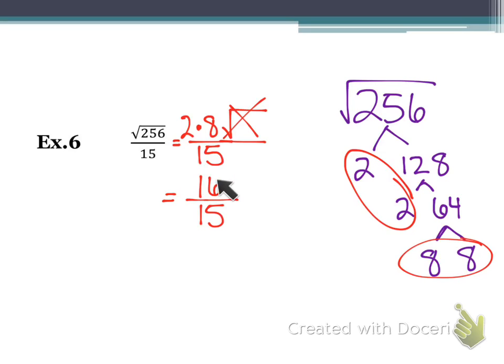Now I have to decide if I can simplify 16 over 15. Do they have any common divisors? Can 5 go into 16? Nope. No, there's nothing that we could divide both of those by, so that's it. It's possible you'll have fractions that can't simplify, and that's fine. Questions, concerns? Ready for the back? Some of us are, some of us are not.